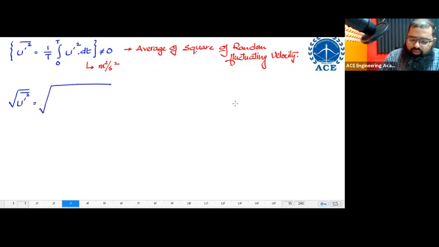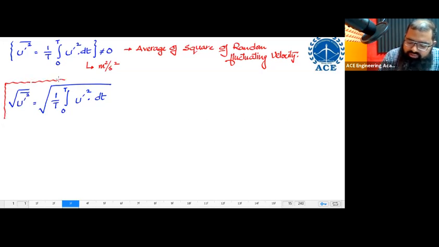First I'm having square root. Then average. Average means 1 by t integral 0 to t dt. This is average. Whose average do I want over here? U prime square average. Now this value over here is a very, very important formula.